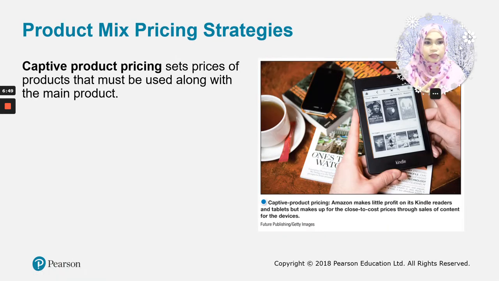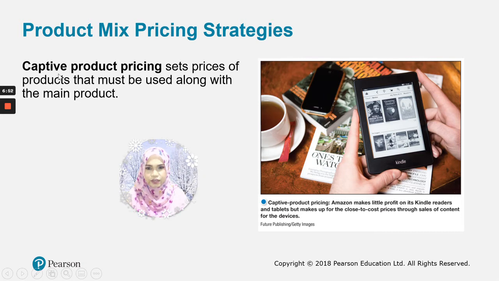Okay. Next is the captive product pricing. Captive is when you set prices of a product that must be used along with the main product. Let's say you buy a printer, but in order to use the printer, you need the toner, or the cartridge or the ink. Normally they will ask you to buy the ink, or sometimes they call it the toner or the cartridge itself. Without the ink and the cartridge, you can't use the printer. So that is when you use captive product pricing to set the prices of the product that must be used along with the main product.